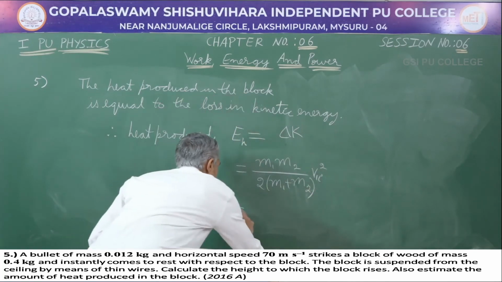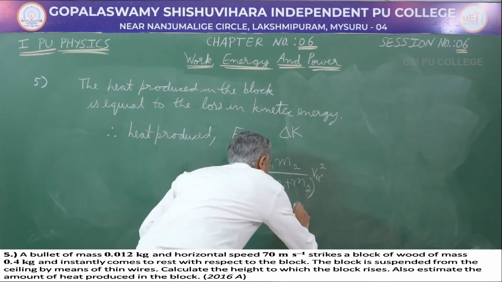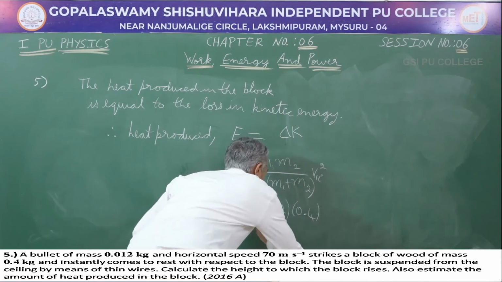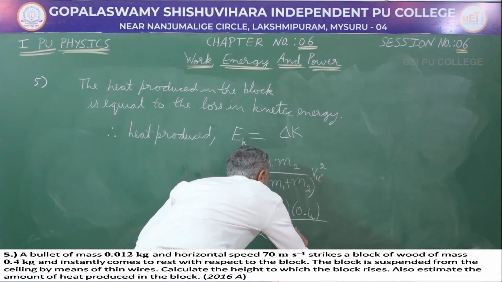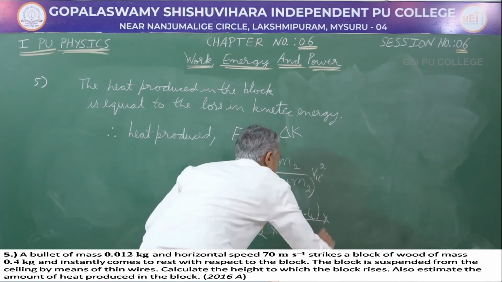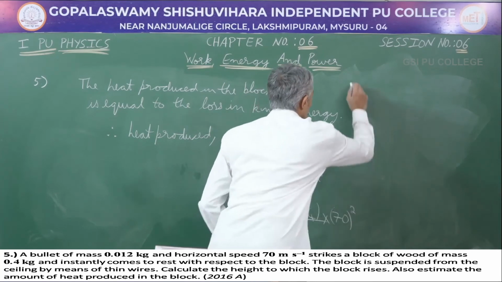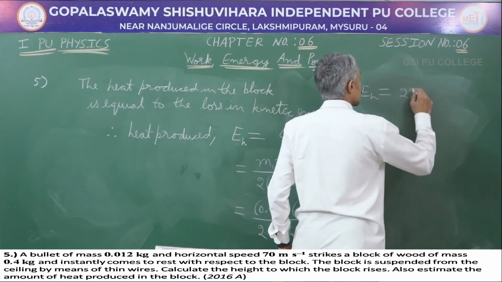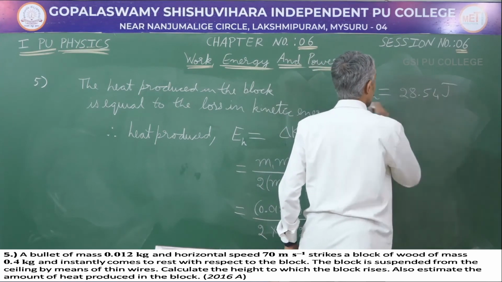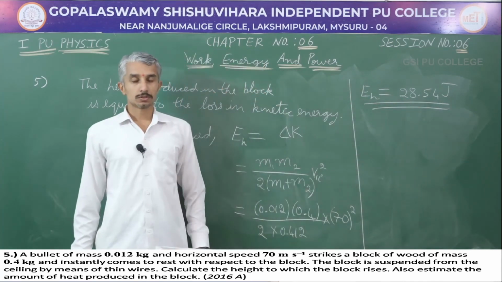So, let us substitute values. m1 is 0.012 kg, m2 is 0.4 kg, divided by 2 into (m1 plus m2), which is 0.412, into the initial velocity of the bullet, which is 70 meter per second. So, square that, 70 meters per second square. On solving this, we will get the answer as 28.54 joules. So, the heat energy produced is 28.54 joules. So, we will proceed to the next one.